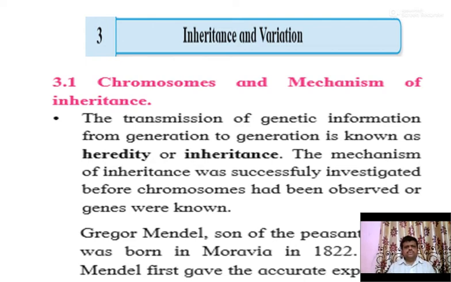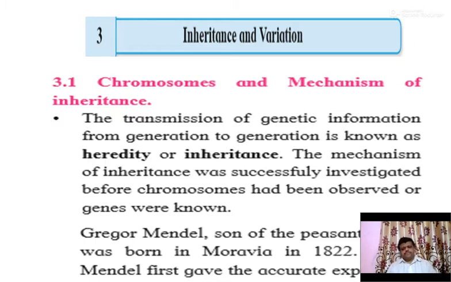Students, today you are going to study the third chapter of Biology, 12th Science, that is Inheritance and Variation. Let us see the definition of inheritance. Transmission of genetic information from one generation to the next generation, that is from parents to the offspring, is known as inheritance or heredity. The mechanism of inheritance was successfully investigated before chromosomes had been observed.